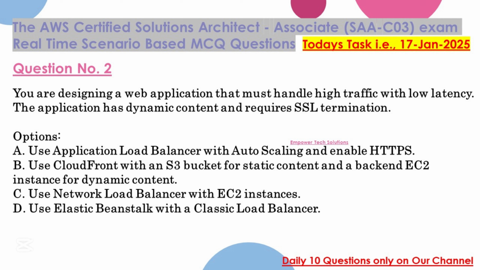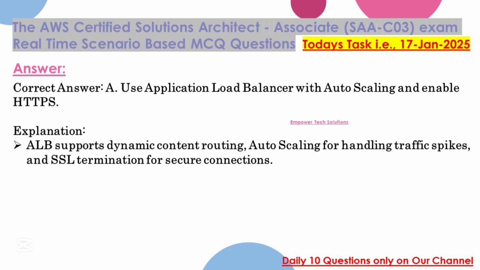C. Use network load balancer with EC2 instances. D. Use Elastic Beanstalk with a classic load balancer. Correct answer: A. Use application load balancer with auto-scaling and enable HTTPS. Explanation: ALB supports dynamic content routing, auto-scaling for handling traffic spikes, and SSL termination for secure connections.